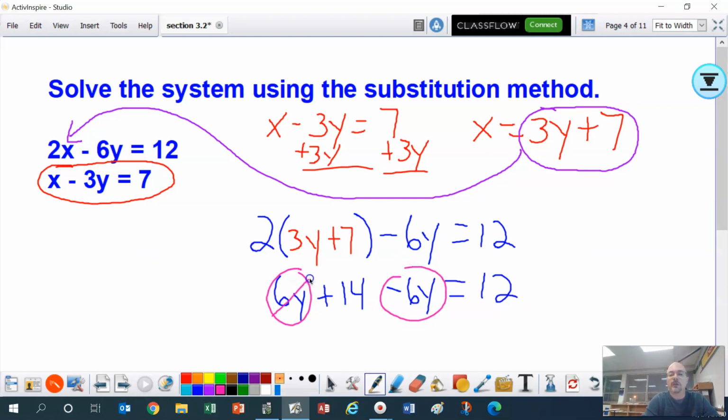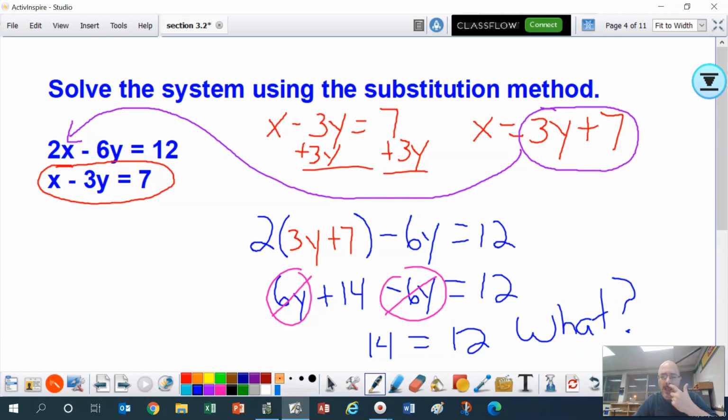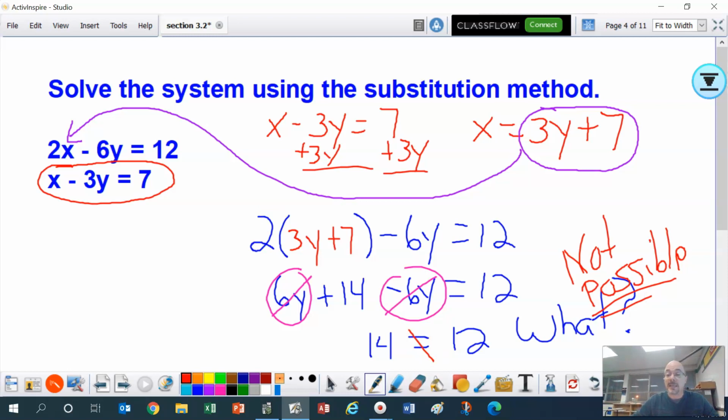these things are going to cancel each other out, and I end up with 14 equals 12. What? 14 equals 12? That's some new math to me. Okay, well, ladies and gentlemen, that is not possible. Not possible. 14 does not equal 12. So what does that mean?